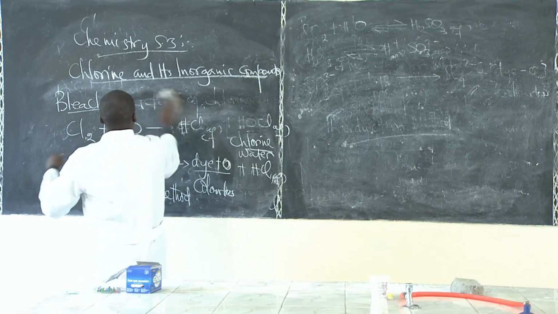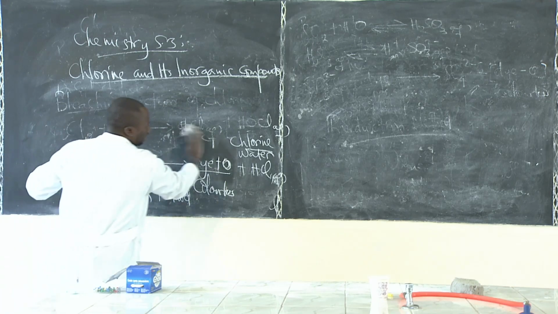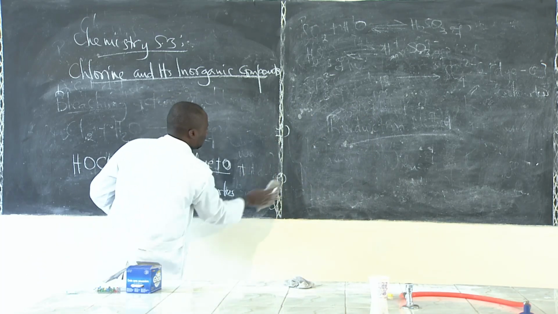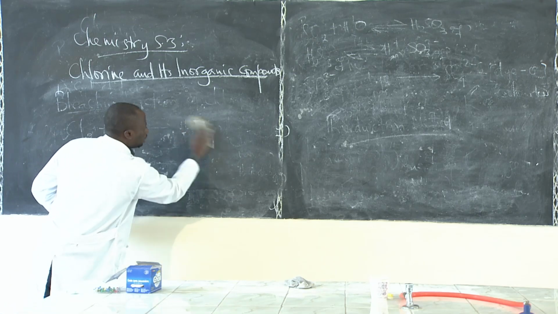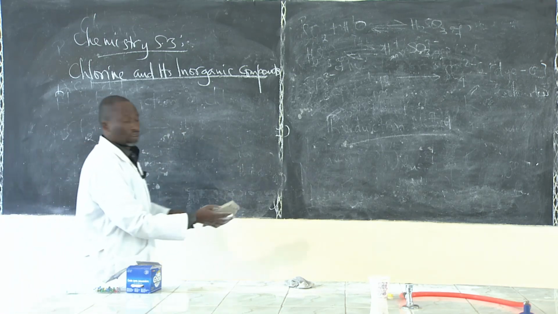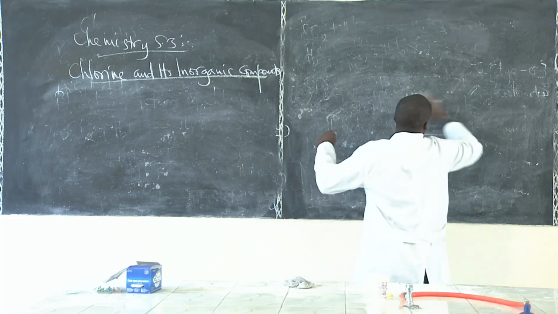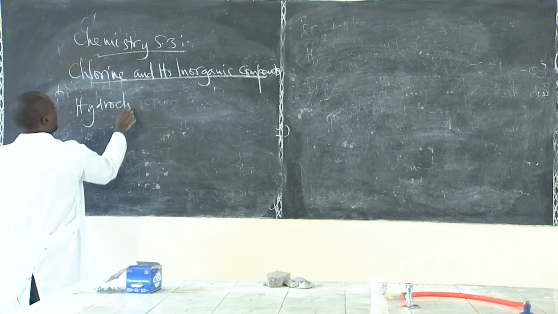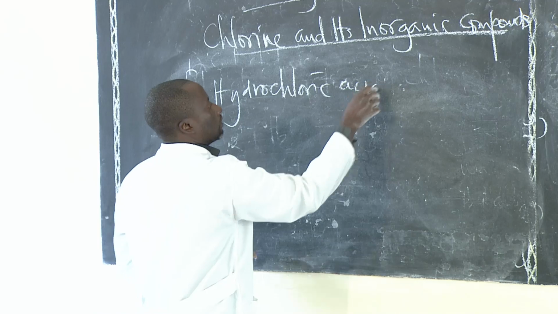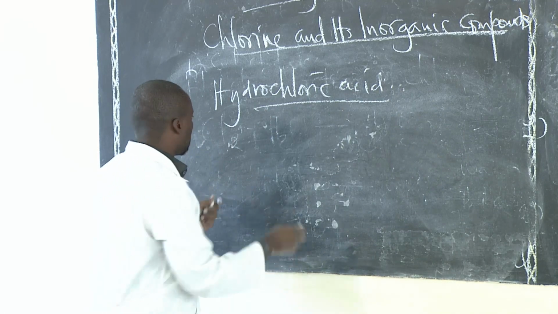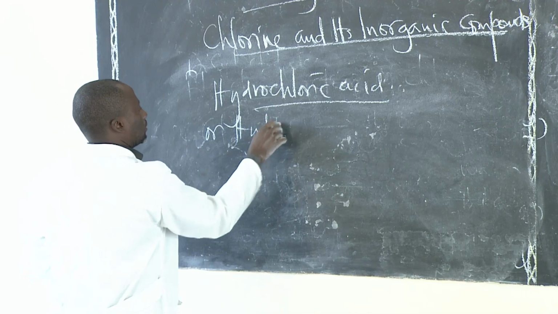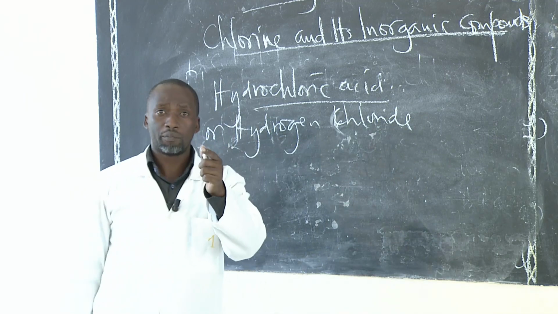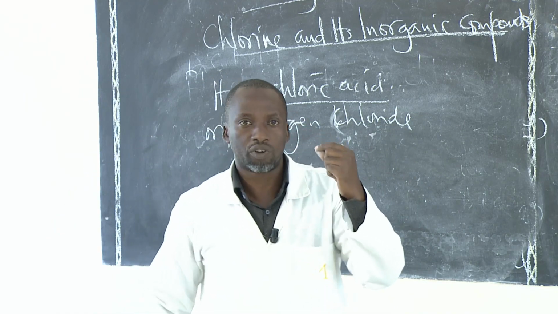So the hydrochloric acid is one of the compounds of chlorine. I don't know whether you still remember some of the compounds of chlorine that we mentioned. Yes, we also mentioned sodium, the chlorides of metals and other chlorides. So we have hydrochloric acid. Also, we have hydrogen chloride. If you remember very well, I mentioned this, I think even in the previous session.